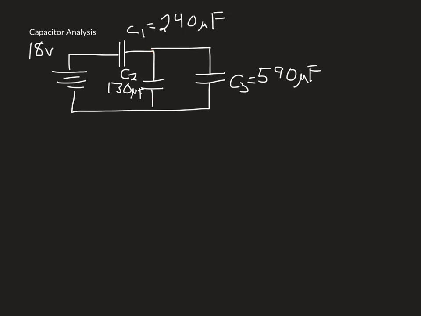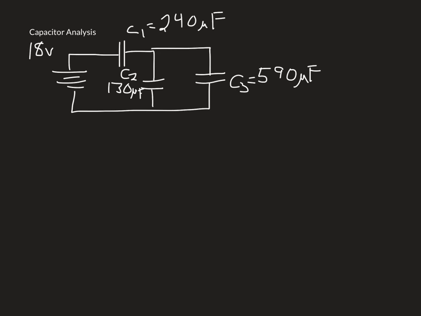And then there are two capacitors in parallel. In the middle is C2. Its capacitance is 130 microfarads. And on the end is C3. It has a capacitance of 590 microfarads.